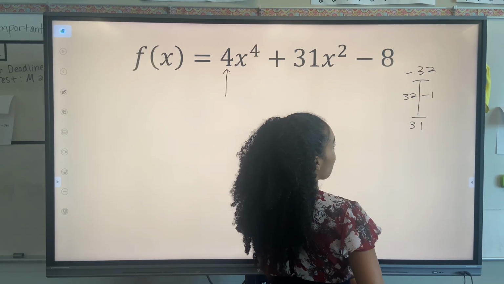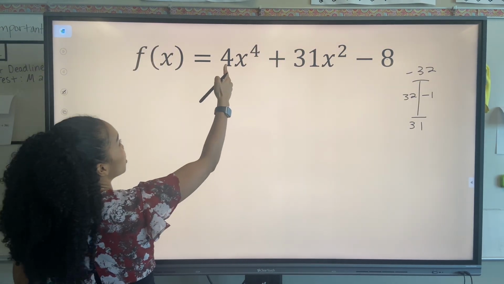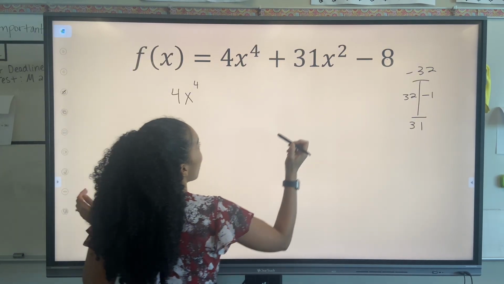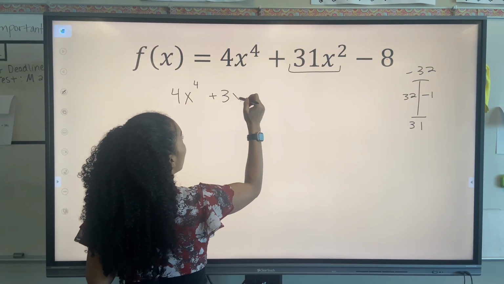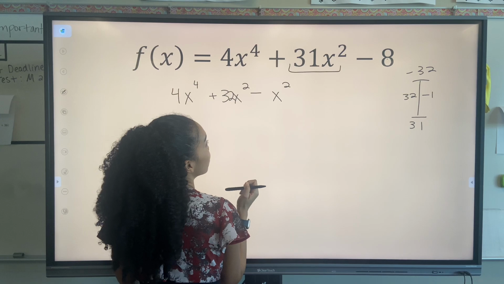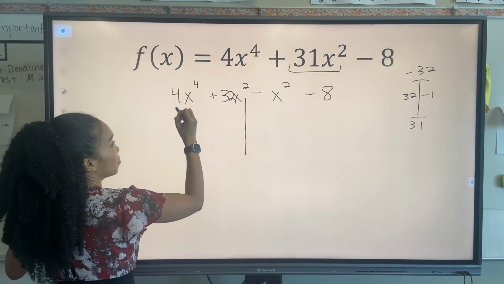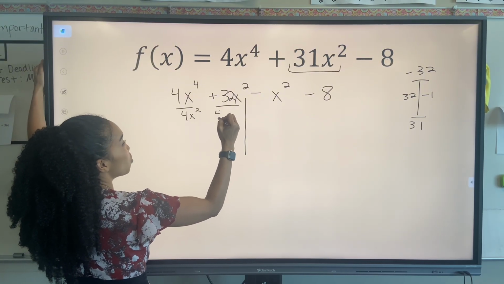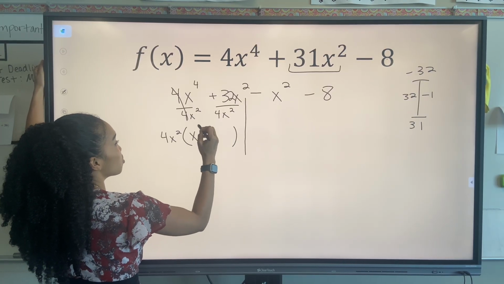Perfect. So I'm going to have to do the grouping method because my leading coefficient is not 1. So I'll have 4x to the power of 4. I'm going to rewrite 31x squared as 32x squared minus x squared. And then the minus 8 will stay the same. And you split it down the middle. What can these both be divided by? Yep, 4x squared. So that is on the outside, and you reduce it. This will be x squared plus 8.